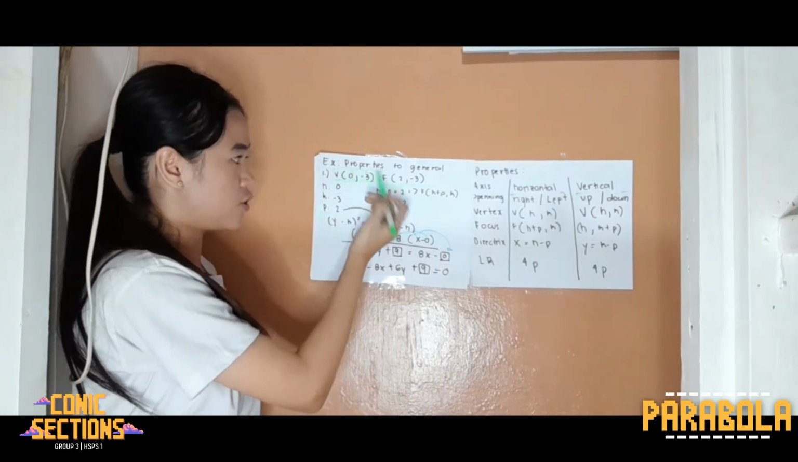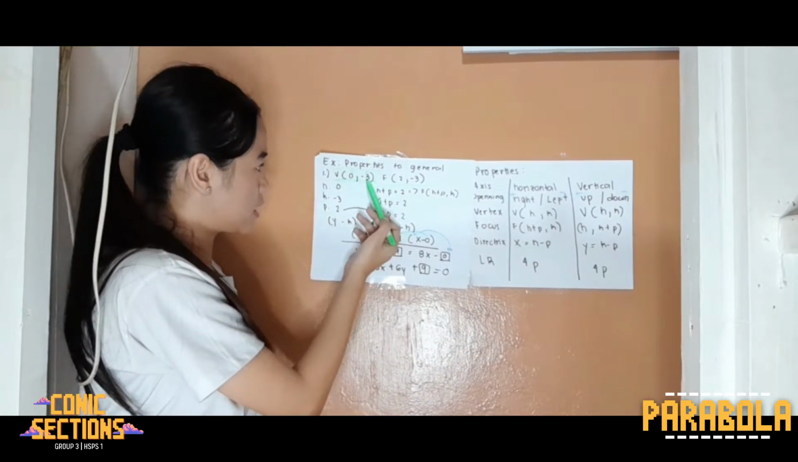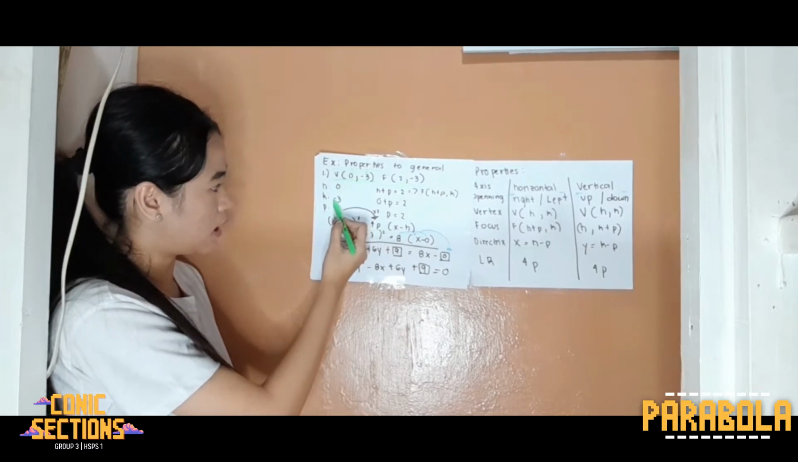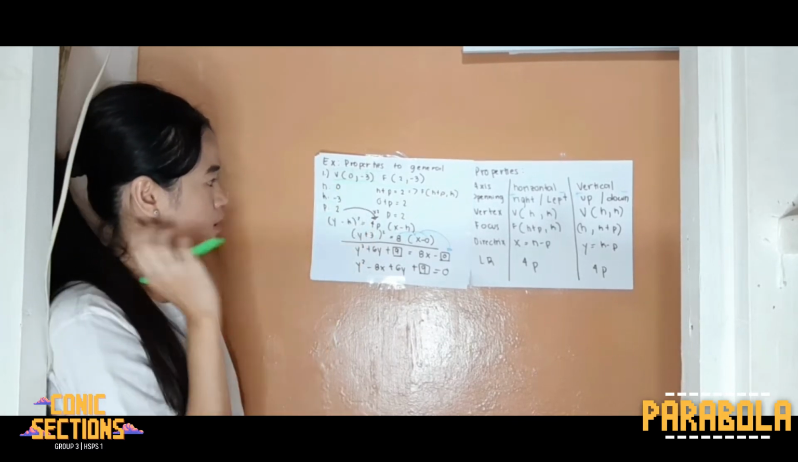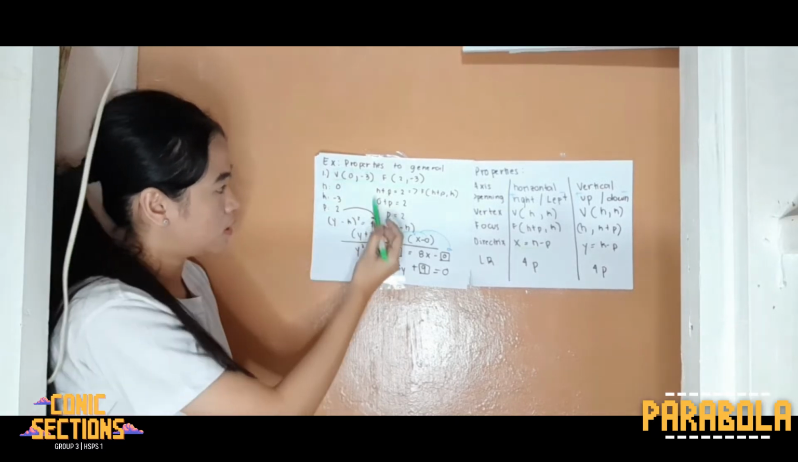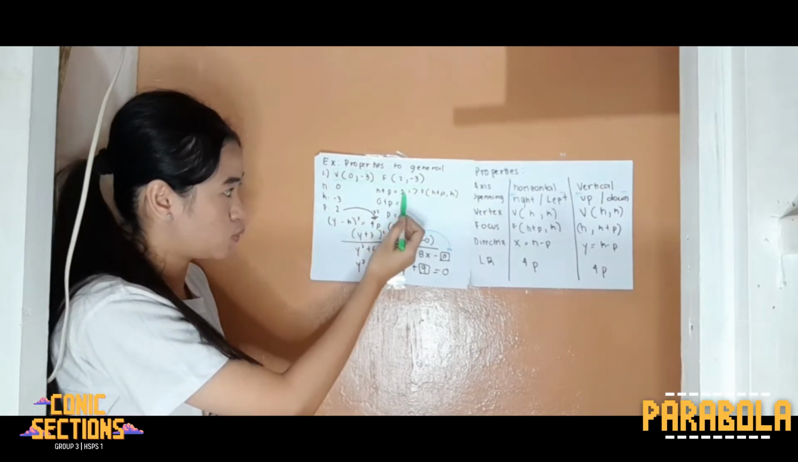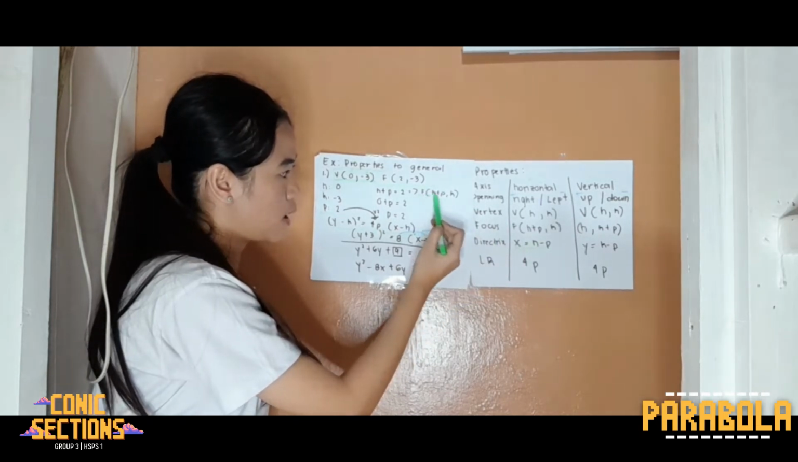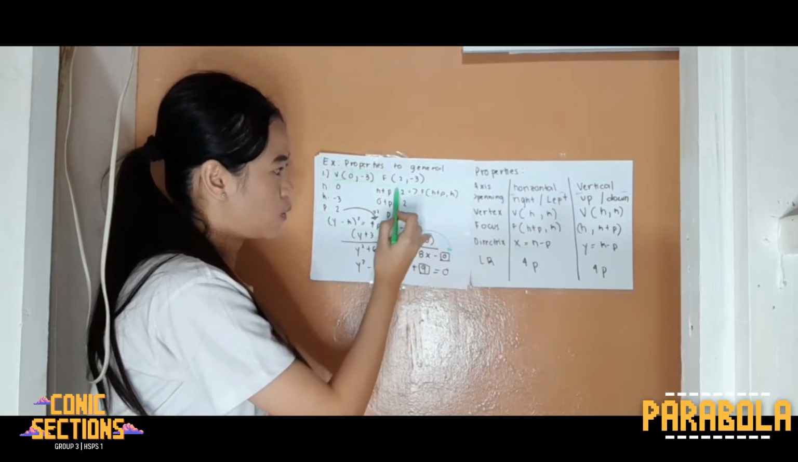So this is your h, the 0. And the k is the negative 3. So copy 0 and negative 3. So for the p, h plus p is equals to 2. Because from the table, in the focus, we have h plus p. So, copy 2.